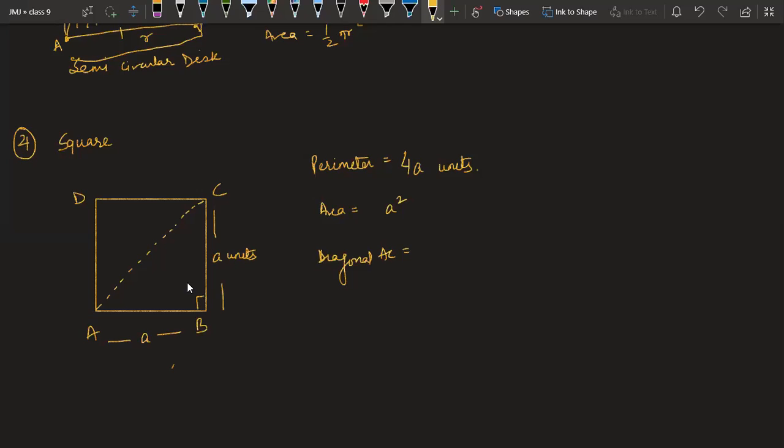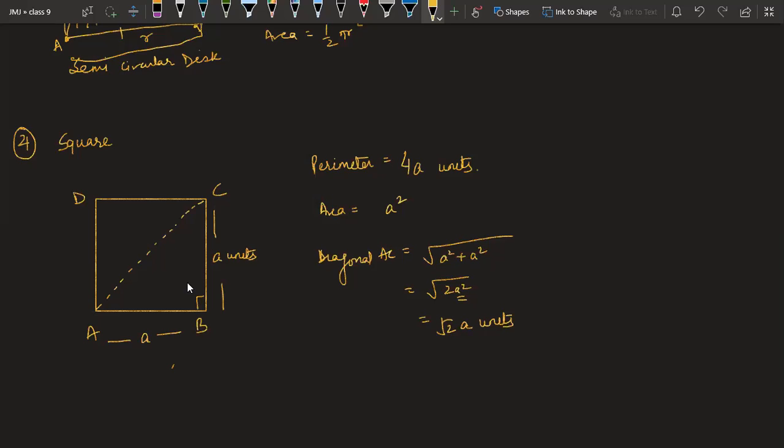By Pythagoras theorem, it is equal to under root A square plus A square, which comes out as under root 2A square. A square will come out as A, root 2 will remain. So this is the answer. The length of the diagonal is given by root 2A units.